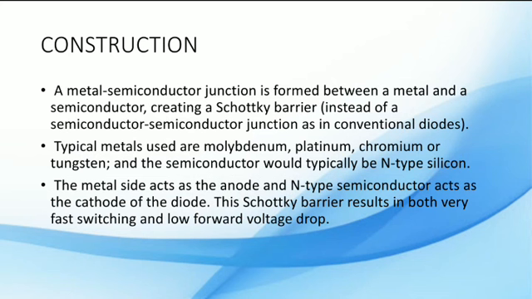Construction. A metal semiconductor junction is formed between a metal and a semiconductor, creating a Schottky barrier. Typical metals such as molybdenum, platinum, chromium, and tungsten are used on the semiconductor, which would typically be N-type silicon. The metal side acts as the anode and the N-type semiconductor acts as the cathode of the diode. The Schottky barrier results in both very fast switching and low forward voltage drop.